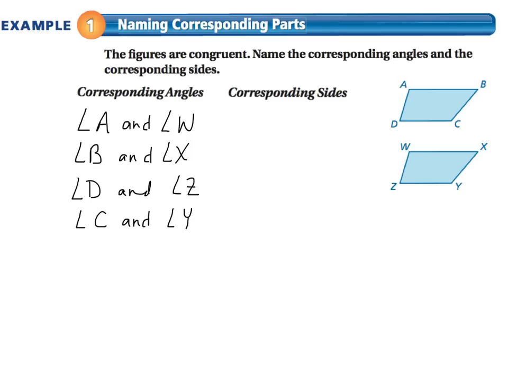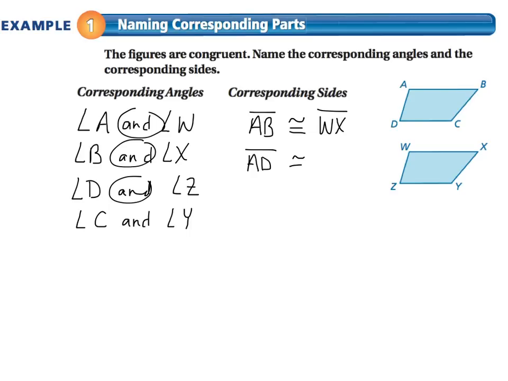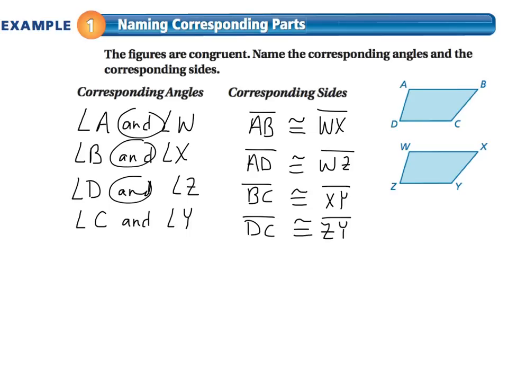Now, if we name the corresponding sides, they're all segments. So we would say segment AB, or you could say segment BA. Now, with segment, we have to put a segment symbol on top. And we could actually say is congruent, and that's what we put here as well instead of and. So segment AB is congruent to segment WX. Segment AD is congruent to segment WZ. And we continue that on. And the rest of the sides are congruent. Notice we have 8 total corresponding parts.